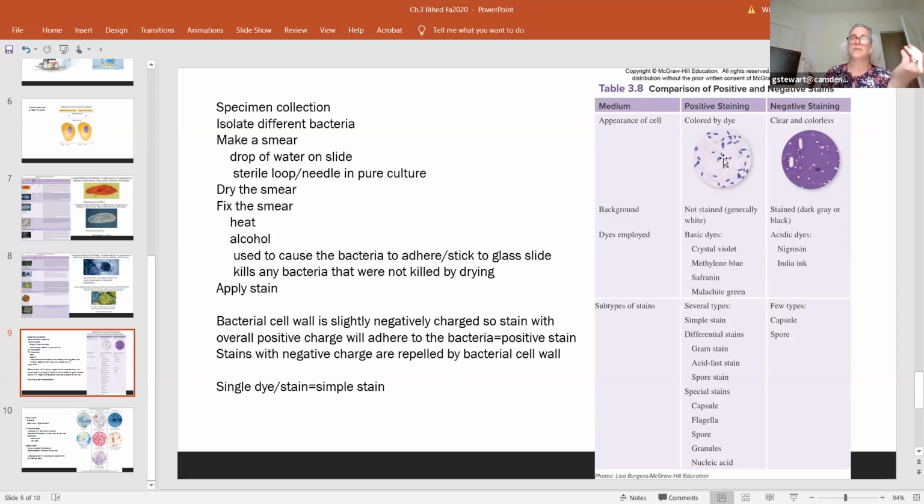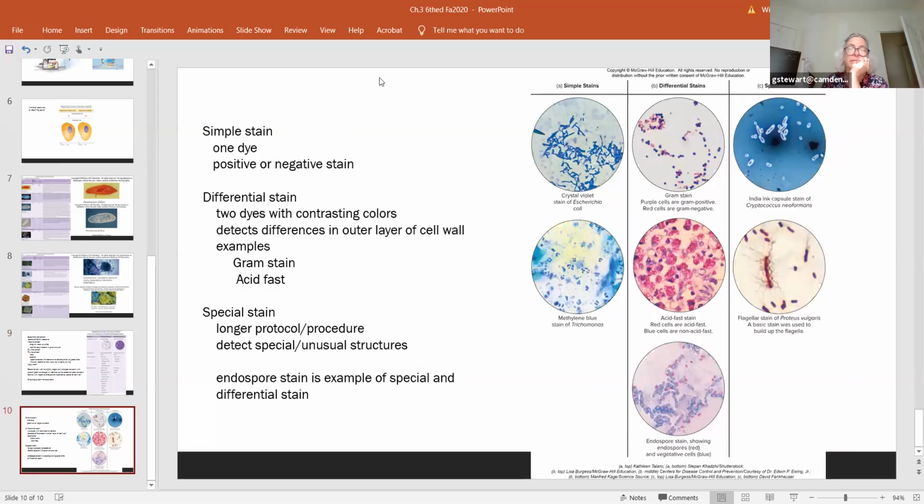Positive stain, the dye has a positive charge, it sticks to the negative cell wall of the bacteria, and the bacteria themselves have a color. Now that's great if we want to see the shape and how they're arranged. If we want to see more, if we want to know things about the cell wall of the bacteria, or if we're looking to see if the bacteria has a special structure that will help us identify it, we need to use different kinds of staining procedures.